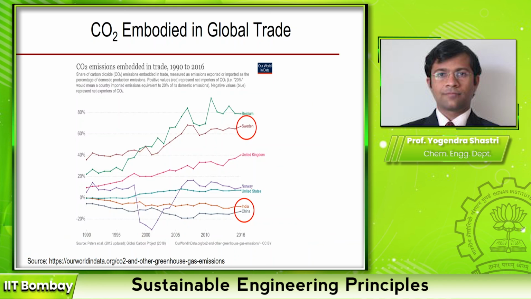So this plot again elaborates on the same data that was shown previously. So this shows again carbon emitted embedded in trade, and a positive number indicates that the country is a net carbon importer. So you see countries like Sweden and Belgium have more than 60% of their carbon emission which is imported, which means the manufacturing is happening somewhere else and the carbon is embodied in the trade which is coming into these countries. In contrast, countries like India and China are net exporters because most of the manufacturing happens in India and China.